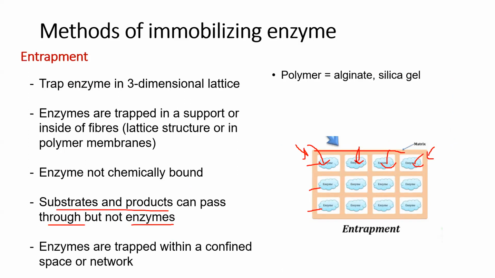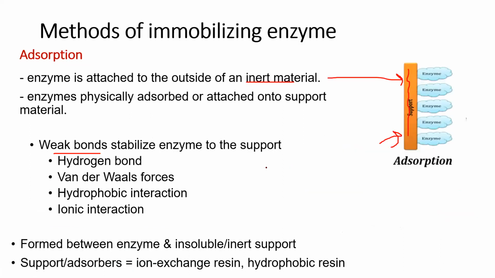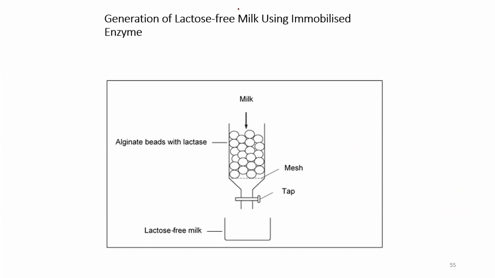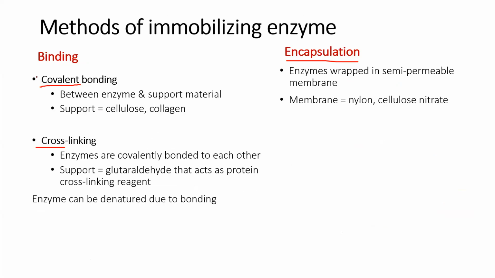Okay, so when the reaction occurs, the product can be produced, so substrate can pass through, product can pass through, and you can isolate the product from the enzyme. Okay, so the enzyme is trapped within a confined space or network. For this entrapment, the enzyme is not chemically bound to the support. Kalau yang ni ada kan, ada formation of bonds, but this one there's no formation of chemical bond at all. So you just place the enzyme inside the support. The support is made up of polymers such as alginate and also silica gel. So yang ini sekejap lagi saya explain, but this one first.